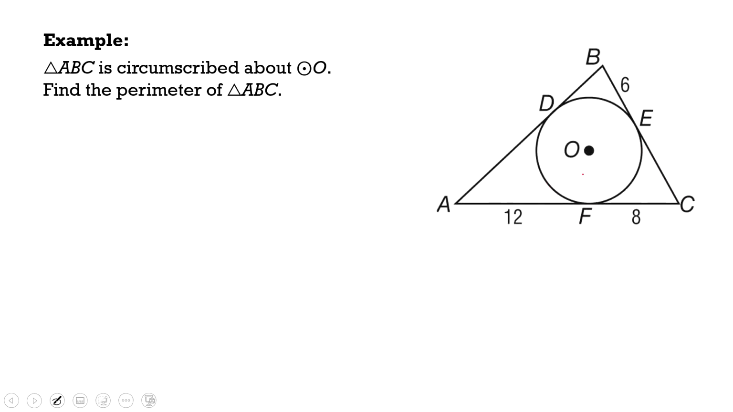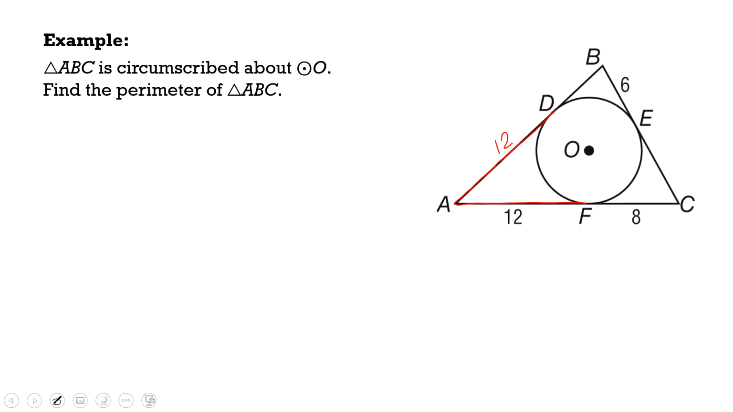So our example with the problem, we have a circumscribed triangle about circle O. We want to find the perimeter of the triangle. We're given a couple of measurements. We're told AF is 12. So we remember AD, from A to D, that point of tangency, this side is going to be 12 as well, because tangents from the same exterior point are congruent.